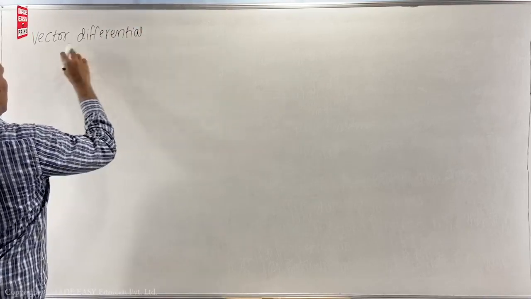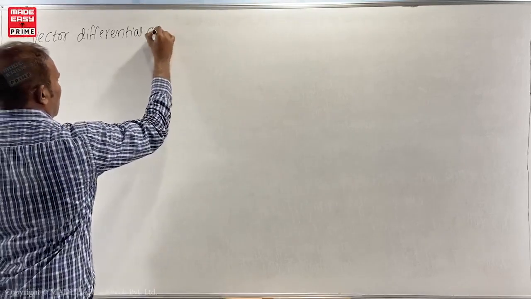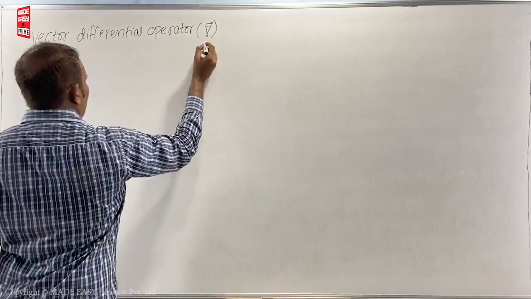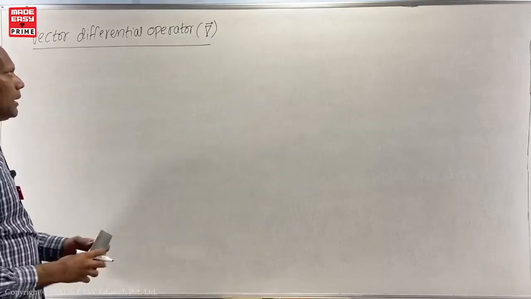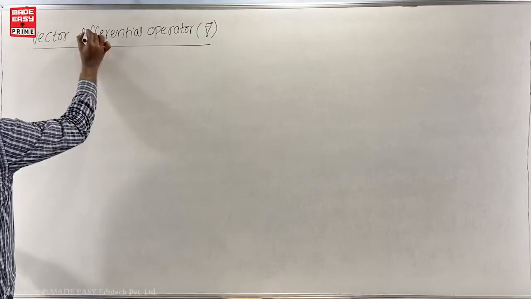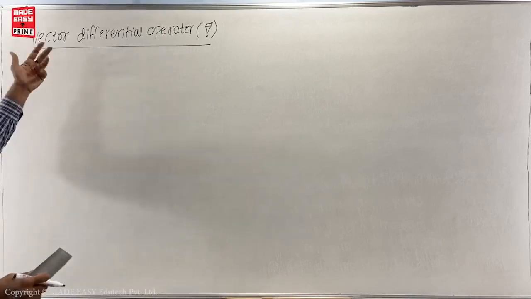vector differential operator. Vector means direction is there. So it is a differentiation operation, that is why it is called a differential operator. The symbol used is del bar. It is also called del. That symbol is called del or nabla in mathematics. It is Greek language. So it is doing a differentiation operation like partial differentiation, dou by dou x, dou by dou y, dou by dou z, and directions are there, which means vector.